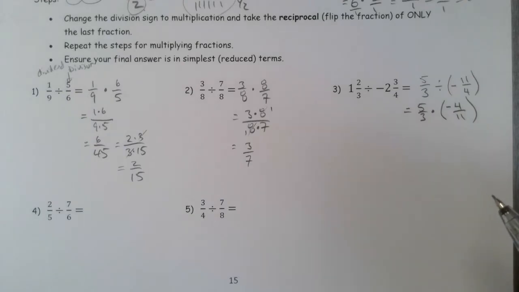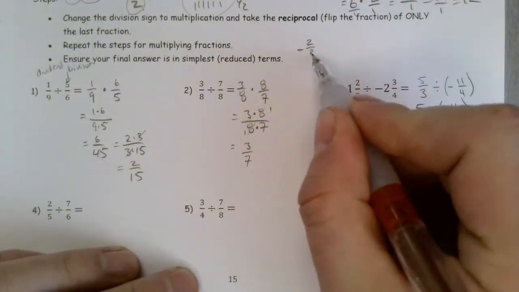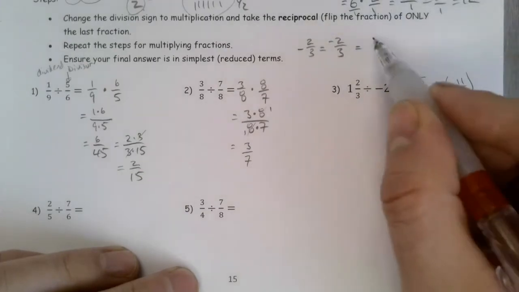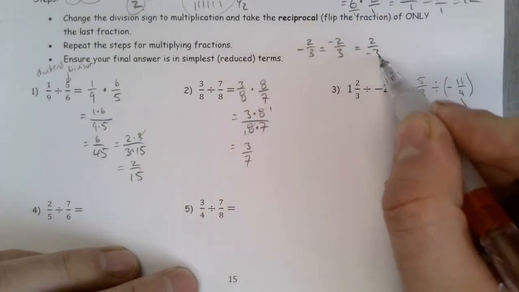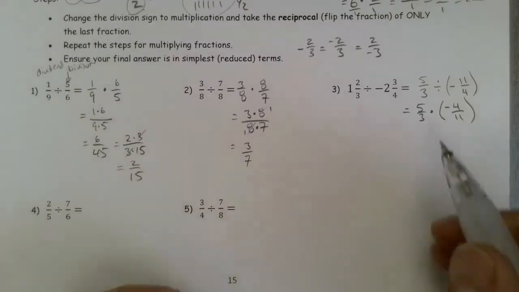Well, it turns out when you've got a negative in front of a fraction, a negative in the numerator, or a negative in the denominator, you have the freedom to move that negative wherever you want. So negative 2/3 really is the same thing as negative 2 over 3, which is the same thing as 2 over negative 3. I can put that negative wherever I feel like it. So a lot of times we're just going to put it in the numerator, regardless.